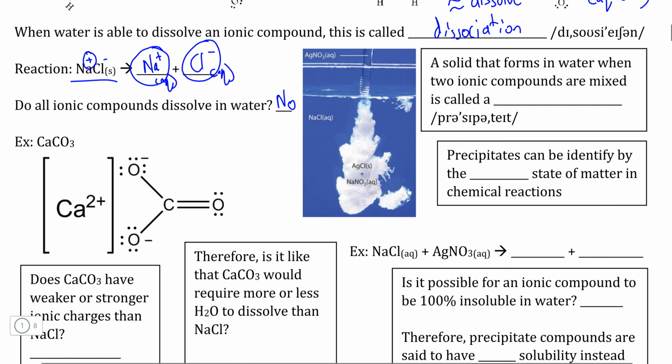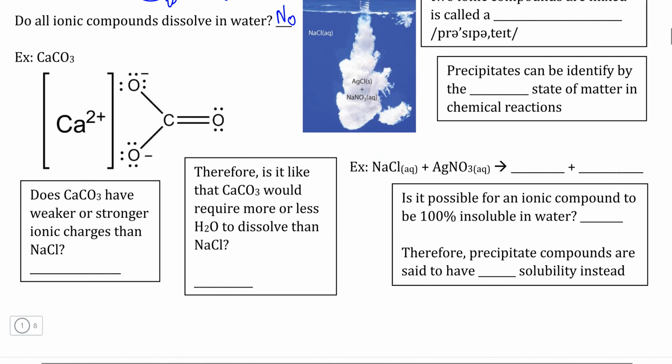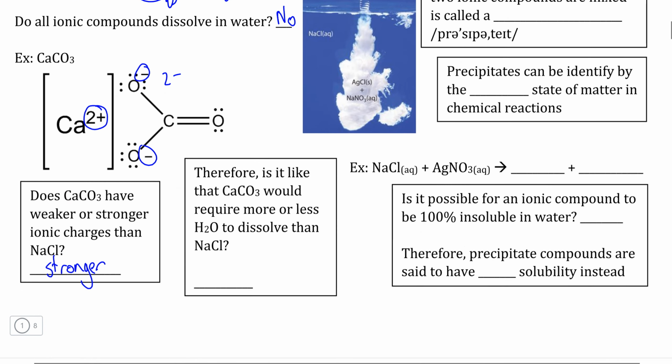Now, if we look at what water has to do to separate Na+ and Cl-, the charge that holds Na+ and Cl- together is +1 and -1. But if we look at calcium carbonate here, we see that calcium has a +2 charge and carbonate has a -2 charge, meaning that the ionic attraction that holds this together is going to be much stronger, twice as strong, in fact, as the ionic bond that holds sodium chloride together.